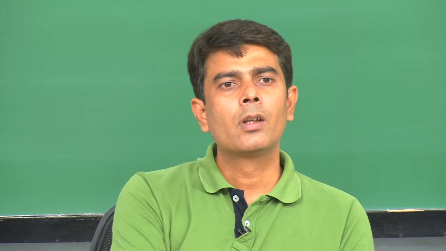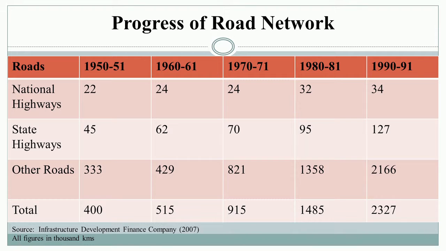In terms of national highways, which were only 22 in 1950-51, it grew to 24 in 1960-61, and by 1990-91 we had 34 national highways. At the same time, state highways were 45 in 1950-51. Within 10 years, the state highways increased from 45 to 62. Again, in 1970-71, state highways increased from 62 to 70. By 1980-81, they increased from 70 to 95. By 1990-91, we found there were 127 state highways.